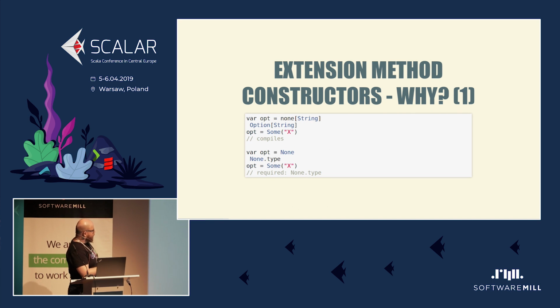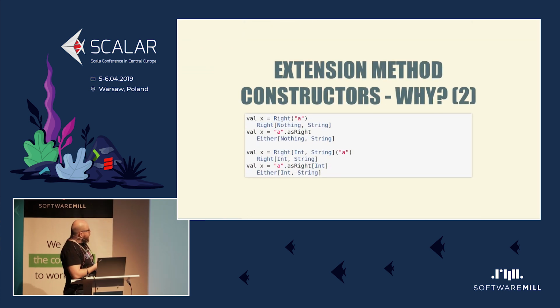And here you see the example that this just works. So you define a None using the extension method from cats. It gives you an Option of String, not a None, and then you can assign Some to it with a string, and it compiles.